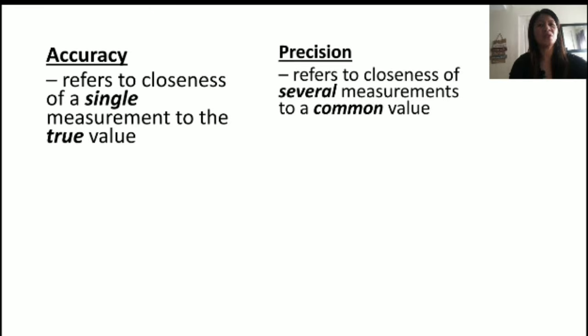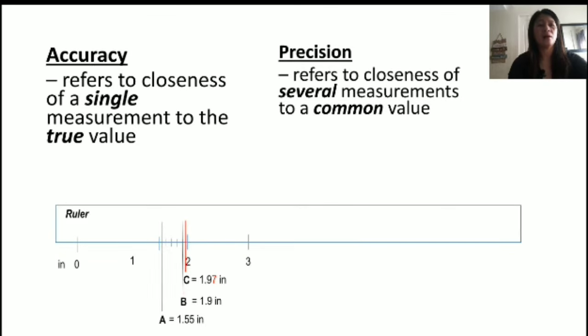Let's now move on to the difference between accuracy and precision. Of course, when doing measurement, we aim for accuracy. But when do we say that our measurement is accurate? The term accuracy refers to the closeness of a single measurement to the true value. Precision, on the other hand, refers to the closeness of several measurements, not necessarily to the true value, but to one another, or to the common value.